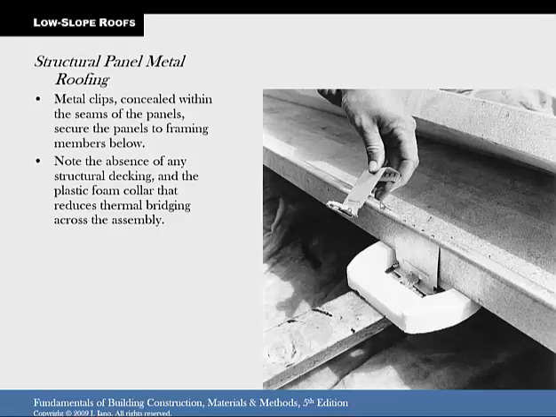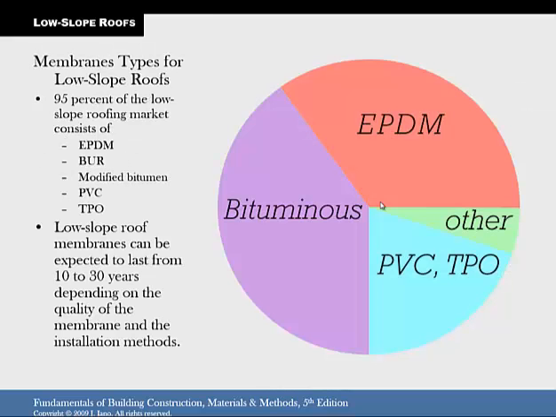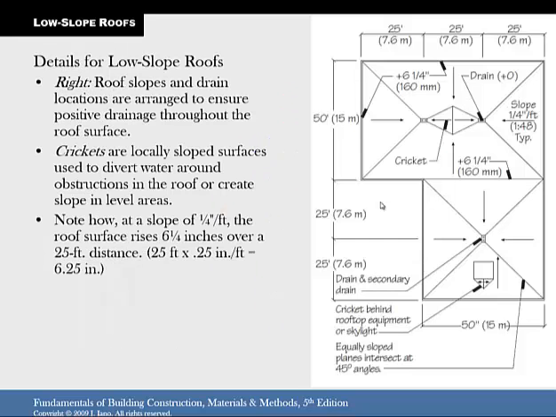And that's just a detail of the clips that you would use to connect the different pieces together. And it kind of overlaps so that, again, water won't crawl up through there. And that's just a diagram showing who uses what. We're going to do an exercise, I think it's similar to this, talking about drainage for low slope roofs.